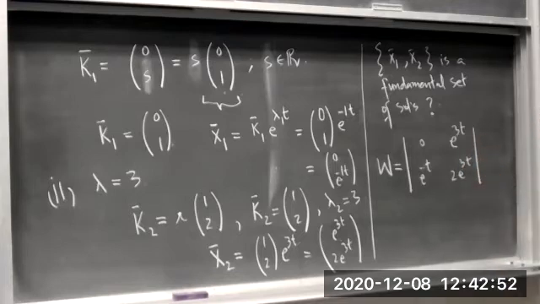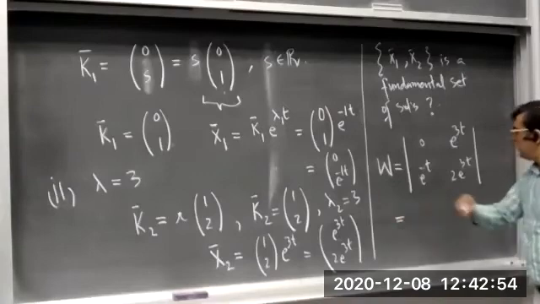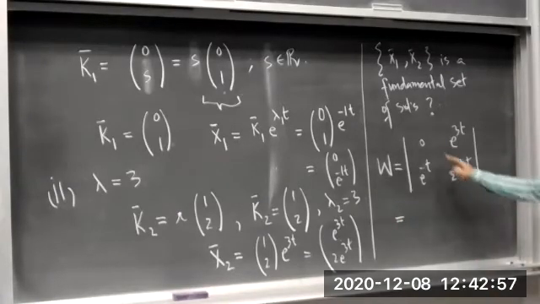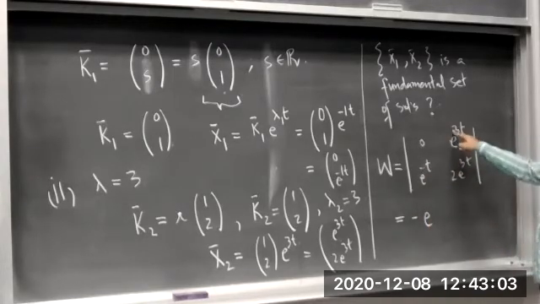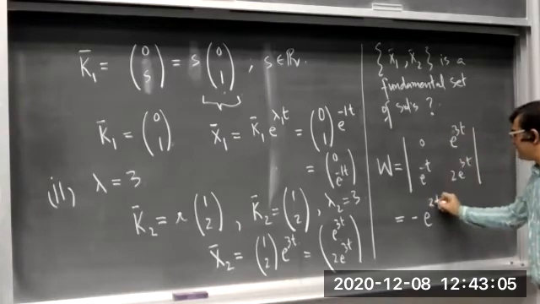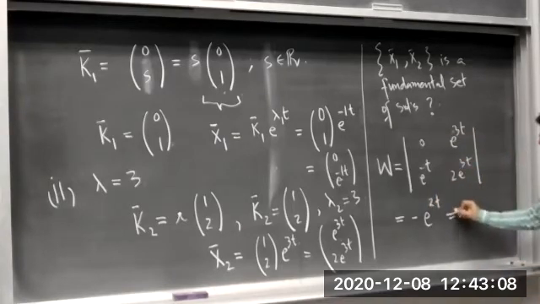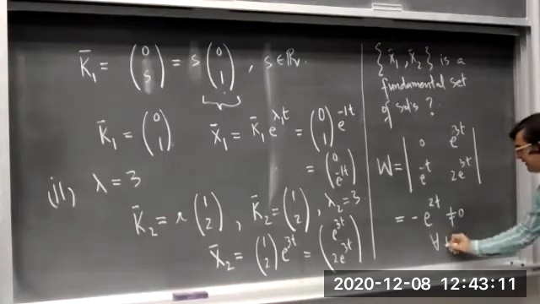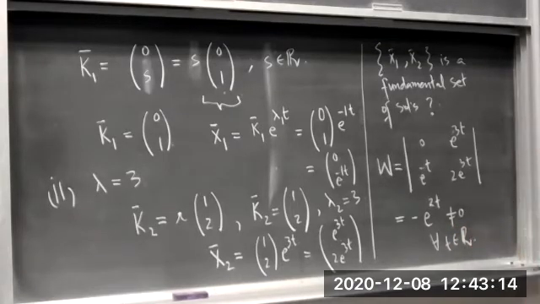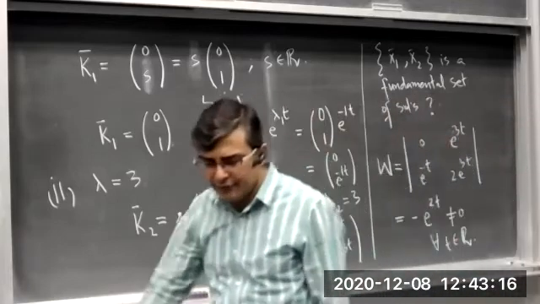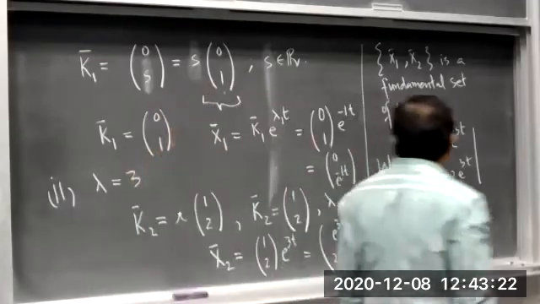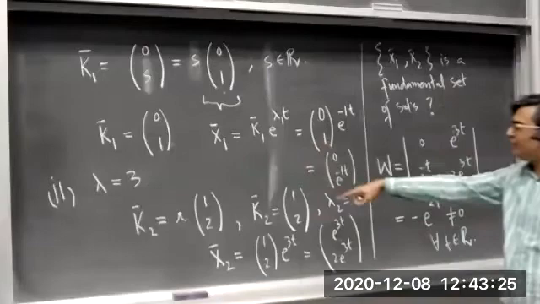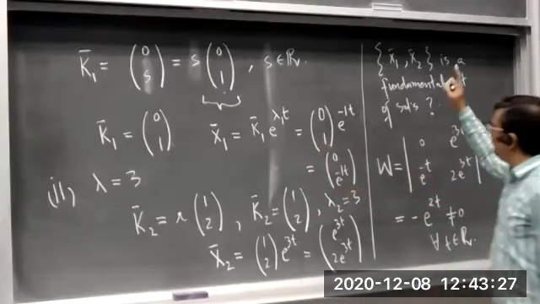Now we need to find this determinant, and it is 0 minus this into this. It is negative e raised power minus t and 3t, it becomes 2t. Now, the exponential function is never zero for all values of t belonging to R. So the Wronskian is non-zero for any value of t belonging to R. So our solutions x1 and x2 are linearly independent solutions. If they are linearly independent, they form a fundamental set of solutions.